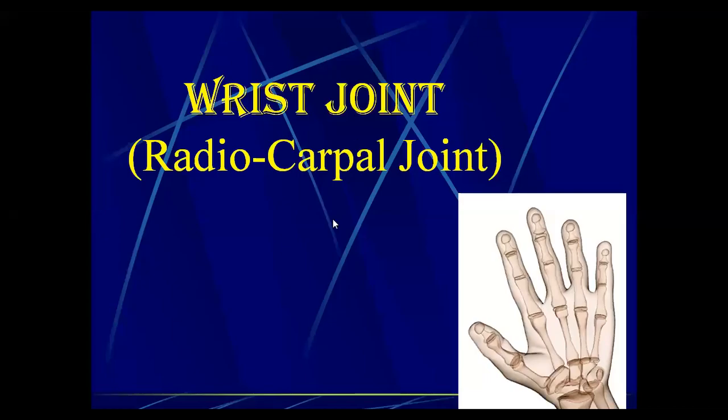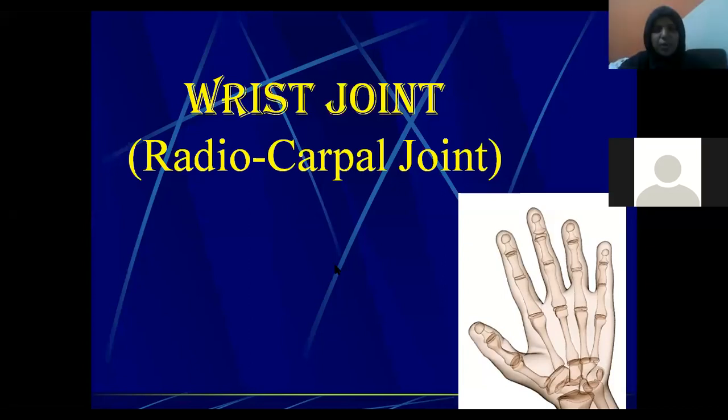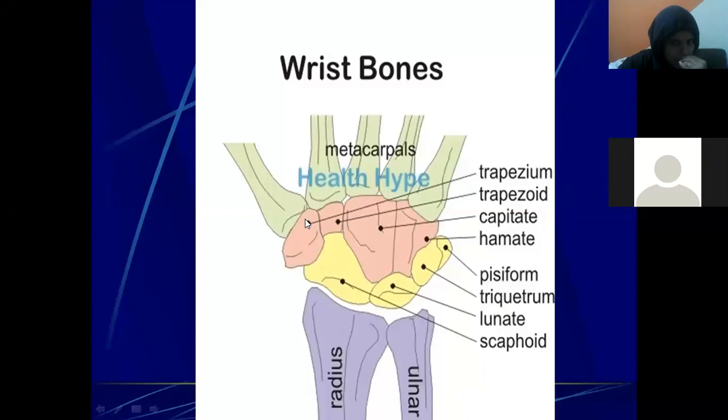Okay, so now let us discuss the wrist joint. Sometimes even the wrist joint can come as a 5 marks question. It is also called the radiocarpal joint. Now you are supposed to recollect the names of the bones we have in the wrist joint, this area. We have a proximal row of bones and a distal row of bones.